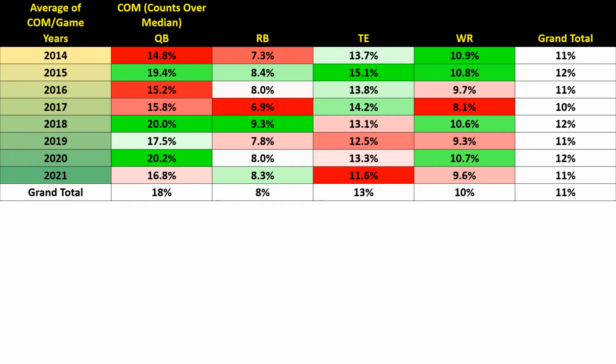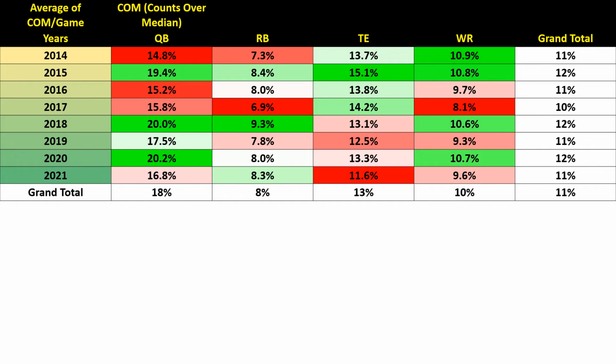And you can look at the averages for the positions. So if we look at the scores, quarterbacks, roughly 18% of them had counts above the median. This is every quarterback, even those that didn't start or started only a few games during the season for an injury, COVID, whatever. So this is throwing everybody into a pool, right? All the quarterbacks.